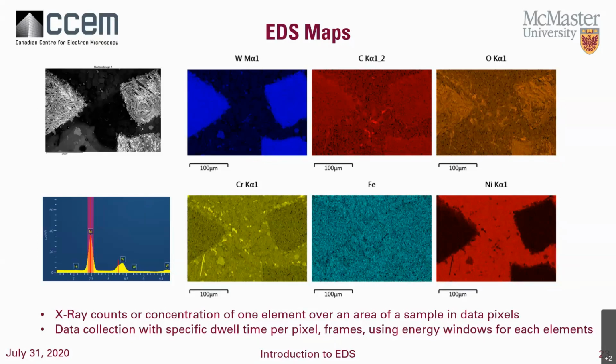So when we're collecting maps, we're doing a specific time per pixel. We may have to limit it if we're having a charging problem. We'll do a certain number of frames, so collection of the full field of view multiple times, scanning it. And when we're actually collecting this data, if you look down here on the spectrum, we're using an energy window to determine the number of counts of X-rays for that particular element, and from that calculating any concentration as well.